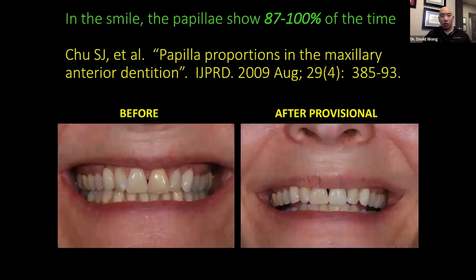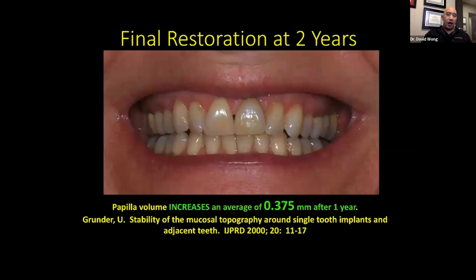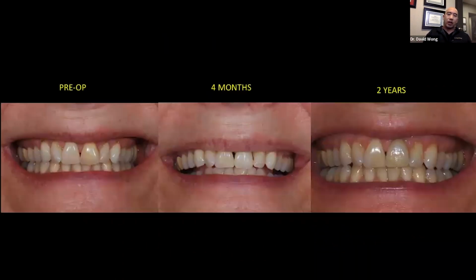But we're not worried, because what we're going to do is look at the science, and we know that if you just do nothing, put away the scalpel, put away the drills and everything else, and just let it heal up, in the presence of good oral hygiene the papilla will spontaneously increase in size by 0.375 millimeters, which is about half a millimeter, which for a papilla is a whole lot. So when you look at the pre-op compared to the 4 months after the provisional to the final restoration, you're going to notice that the black triangle is about the same size before as it is after, and we got ourselves a pretty decent result.